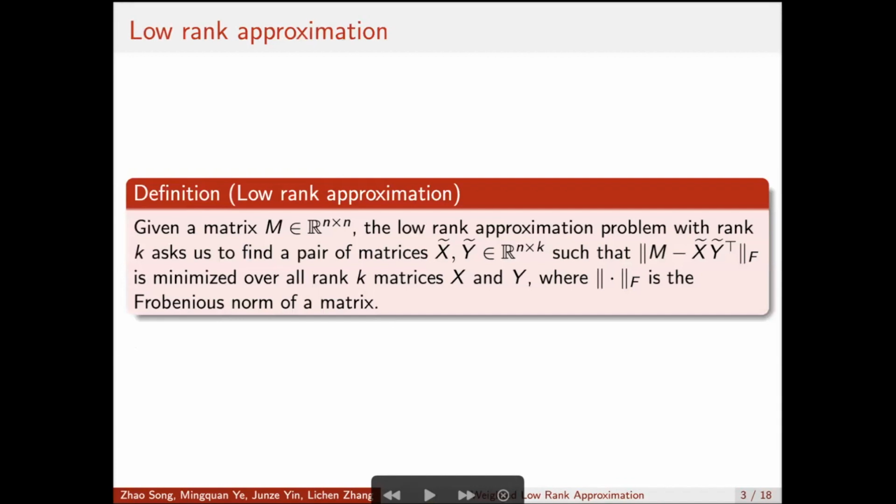This is the definition of low-rank approximation. Given a matrix M, which is an n by n matrix, the low-rank approximation problem with rank K asks us to find a pair of matrices X tilde, Y tilde, which are n by K matrices, such that the Frobenius norm of M minus X tilde times Y tilde transpose is minimized over all rank K matrices X and Y, where this norm represents the Frobenius norm.